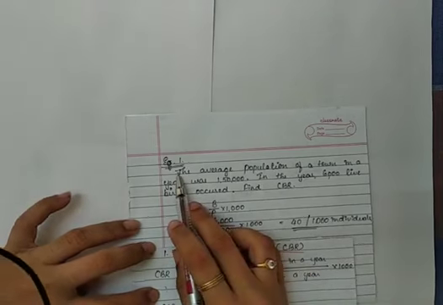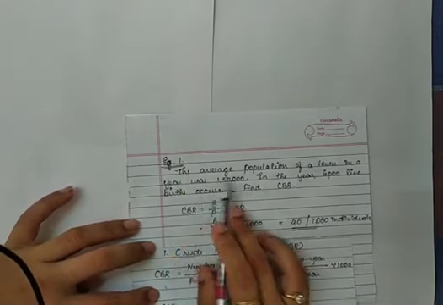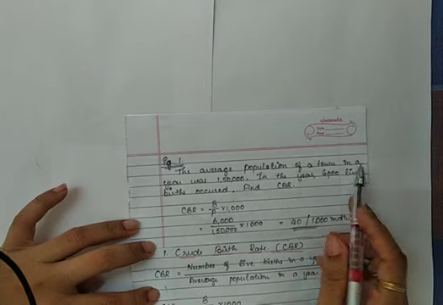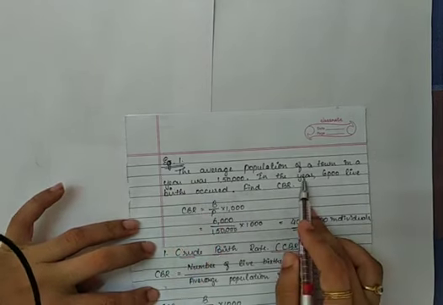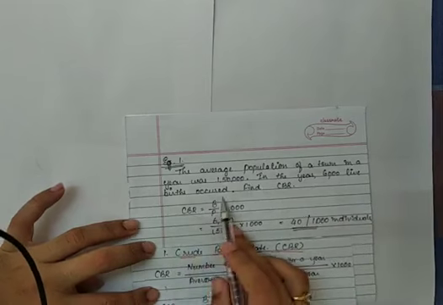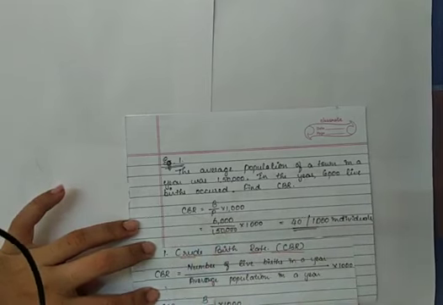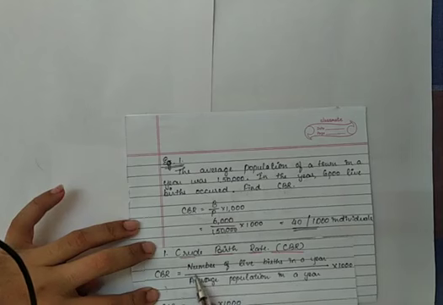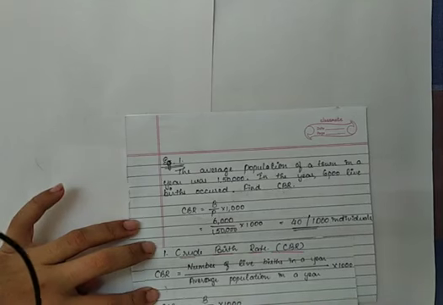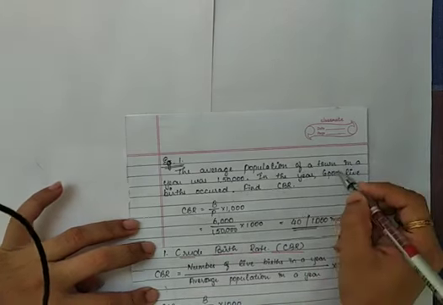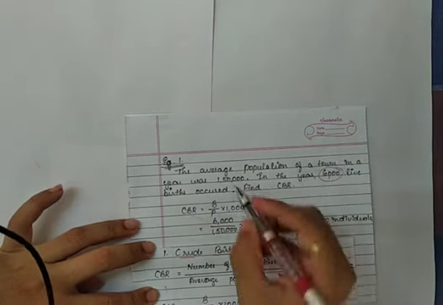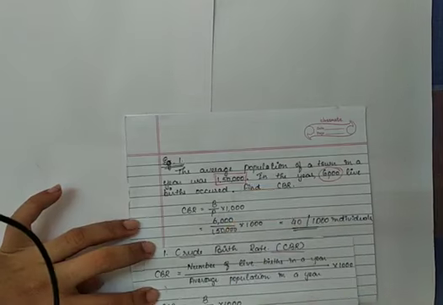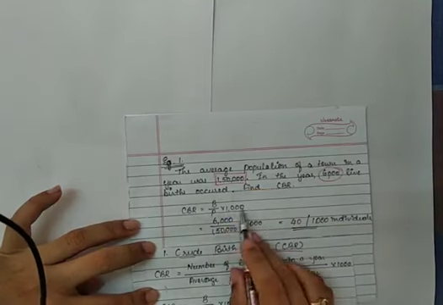So now let's see example 1. The average population of a town in a year was 1,50,000. In the year, 6,000 live births occurred. Find CBR. Here is the CBR formula. First, what do we require? Number of live births, it's given here. And the next one is average population. Average population in that particular year is 1,50,000, multiplied by 1000.